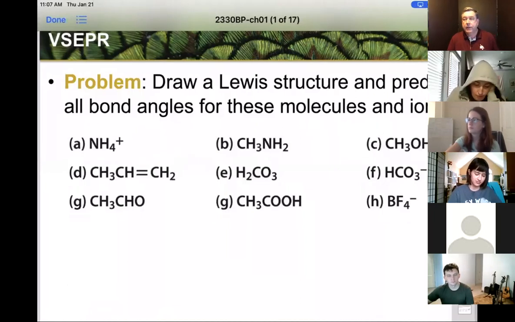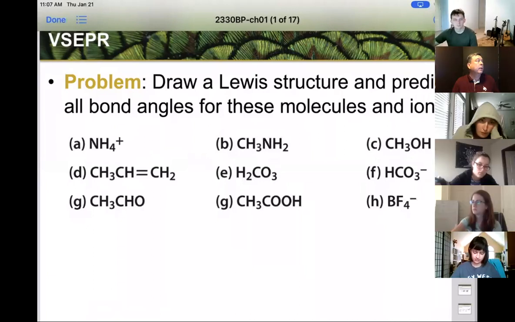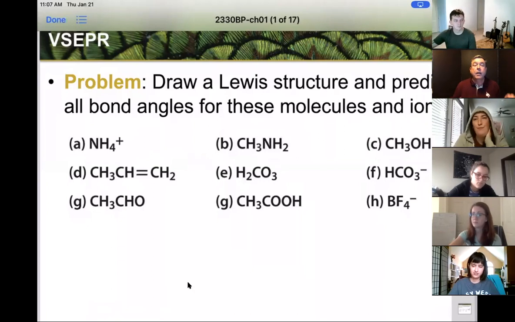Okay. So I'm going to go ahead and clear up my screen here and move all your shining faces on this screen over here. So where we left off last time was we were talking about Lewis structures and how to predict the bond angles from these.